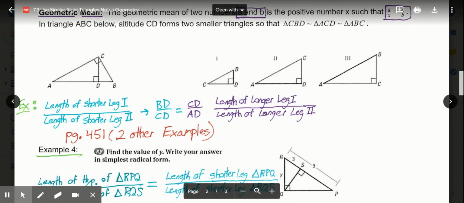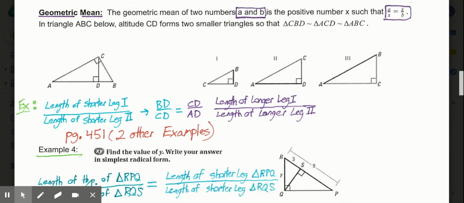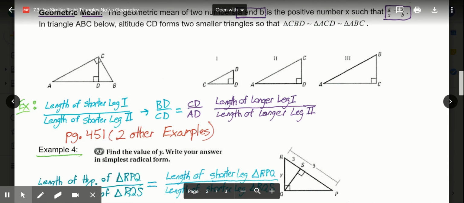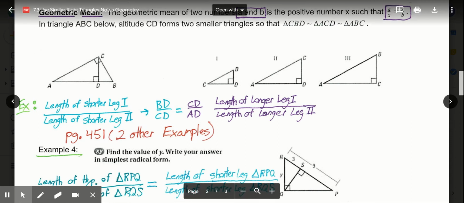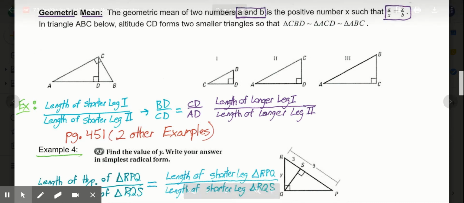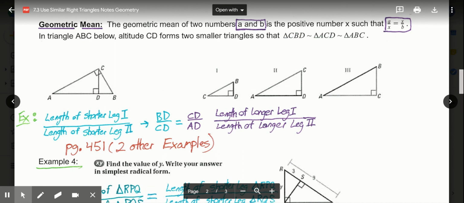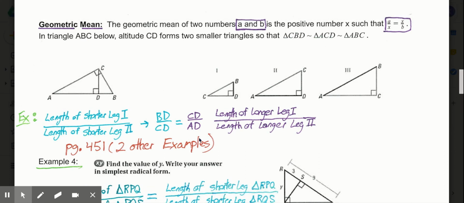So one setup would be the length of shorter leg in triangle 1 over the length of shorter leg in triangle 2. So that could be BD over CD. Remember, legs are the sides that meet at 90 degrees. Then on the right, we can use the longer legs. So the length of longer leg in triangle 1 over the length of longer leg in triangle 2. That would give us CD over AD. That way, what that tells us is the geometric mean in this scenario is our altitude CD, because you can see BD and AD there, but CD and CD is repeated, taking the place of x from our original equation. So in this case, the altitude is the geometric mean.